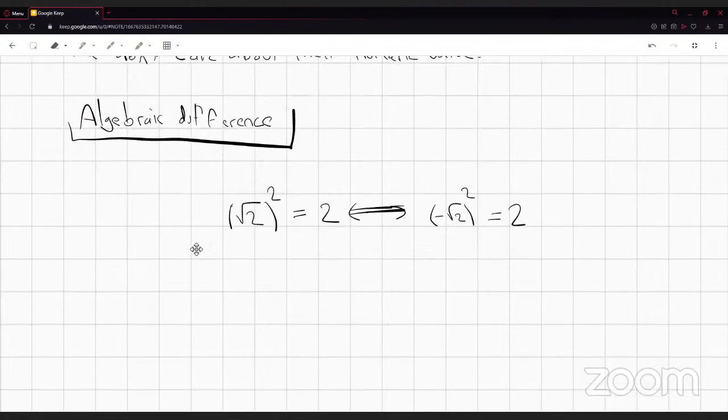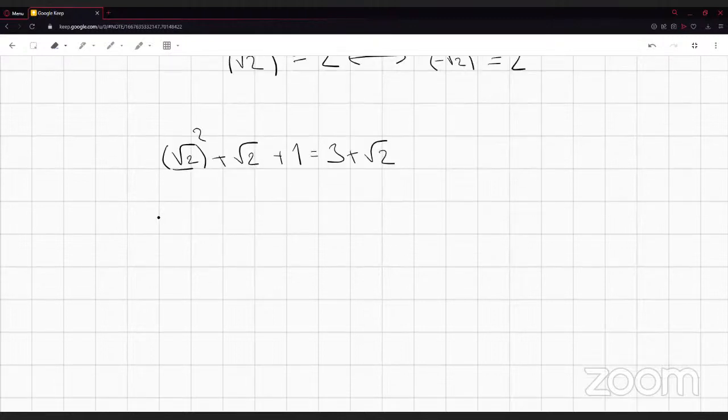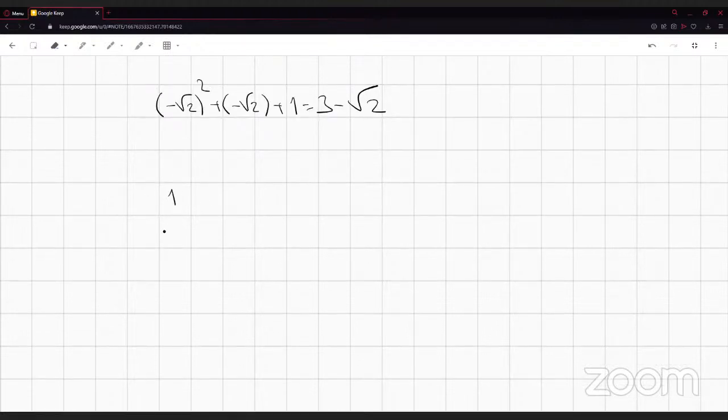Also, we can observe more complex examples, such as the square of square root of 2 plus root 2 plus 1 is equal to 3 plus root 2. When we swap root 2 with minus root 2, we can see that the equation still holds. In general, given any algebraic equation with rational coefficients, the equation will still hold when square root of 2 is replaced by minus root 2. We will give one last example, such as 1 over root 2 plus root 2 over 2 equals root 2. When root 2 is swapped with minus root 2, we can see that the equation still holds.